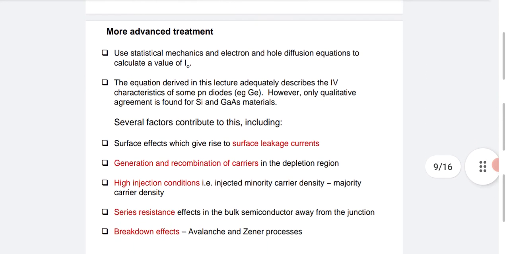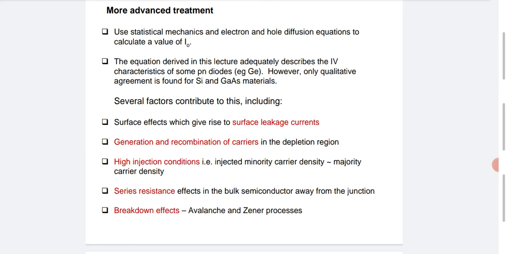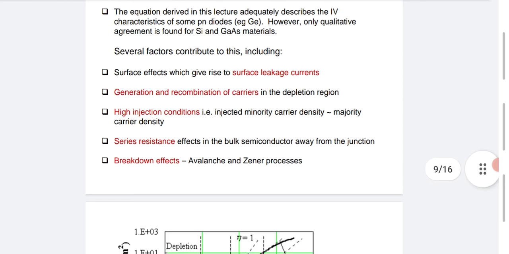Now a more advanced treatment uses statistical mechanics and electron and hole diffusion equations to calculate the value of I0. The equation derived in this lecture adequately describes the IV characteristics of some PN diodes, for example germanium. However, only qualitative agreement is found for silicon and gallium arsenide material. Several factors contribute to this, including surface effects, which give rise to surface leakage currents, generation and recombination of carriers in the depletion region, series resistance, and breakdown effects.